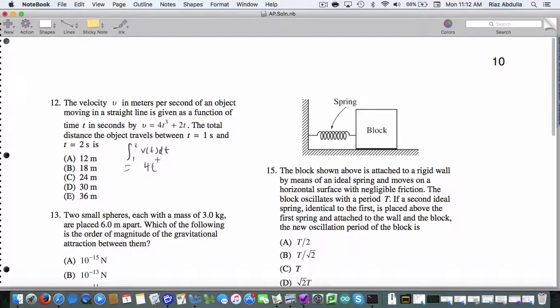This is going to be 4t squared over 4 plus 2t squared over 2, integrated from 1 to 2. So this will be t to the 4th plus t squared from 1 to 2. So that's going to be 16 plus 4, which is 20, minus 2, which ends up being 18 meters.